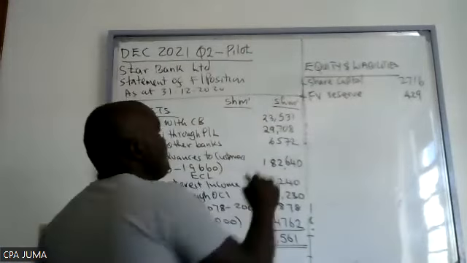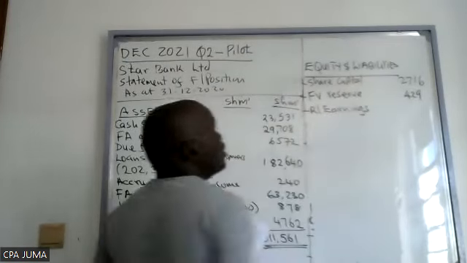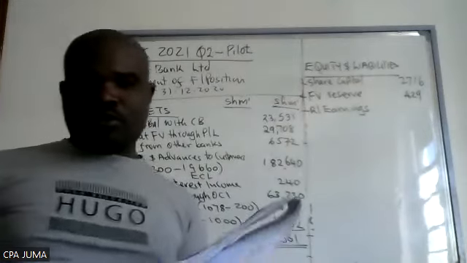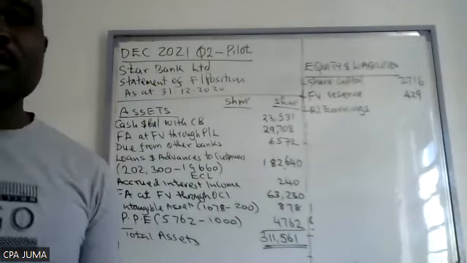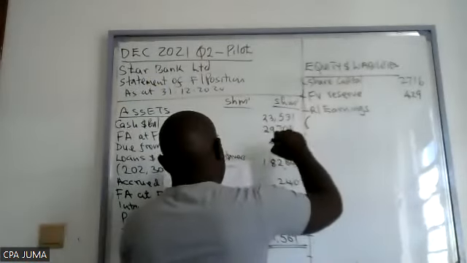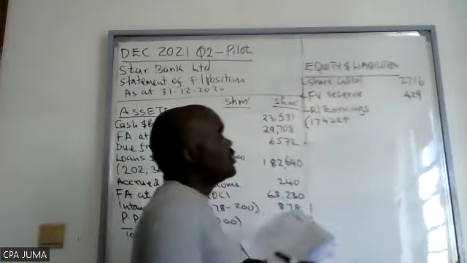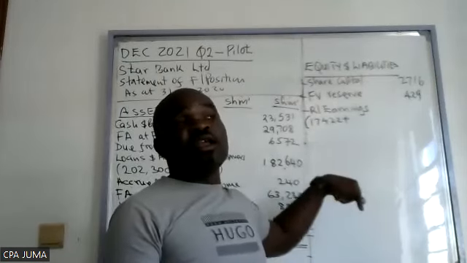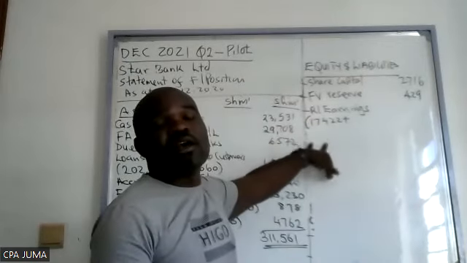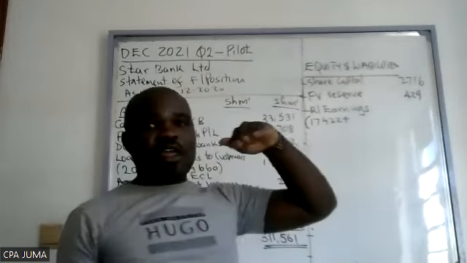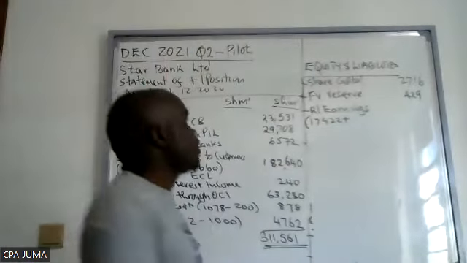Retained earnings, the one which we have been given, 17,422 plus. Hebu nipatie profit for the year. Ile tumepata kwa P&L, not total comprehensive, the PAT. Comprehensive should come here separately as a separate component of equity. So give me the PAT, profit after tax, in our P&L. Joy, 5312.